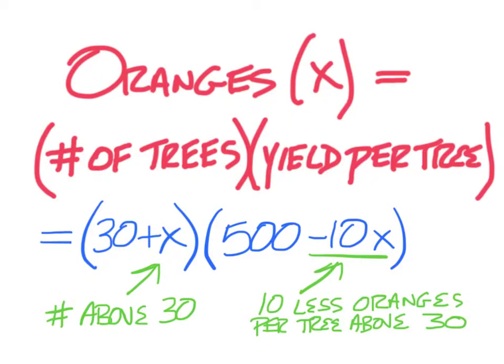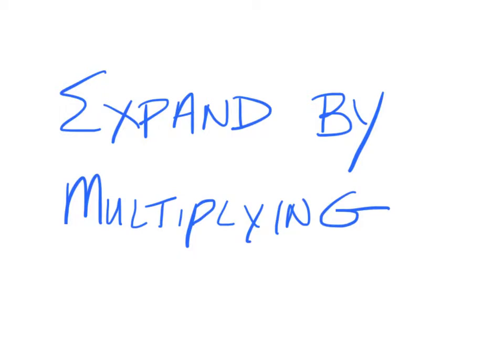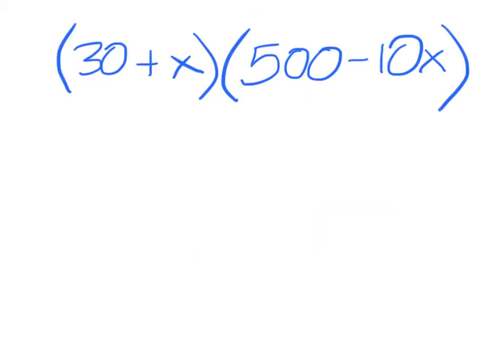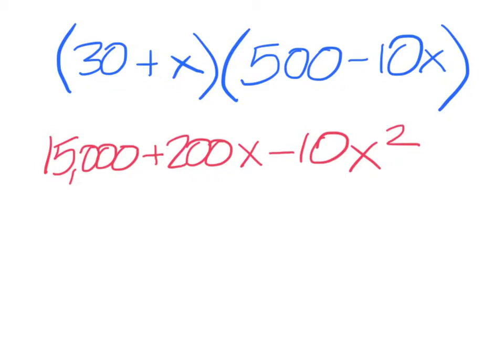Now expand it out by multiplying. 30 plus x, then times the quantity 500 minus 10x. When you multiply that out, basic algebra 1 stuff, you have 15,000 plus 200x minus 10x squared. Sometimes there's a propensity to put the x squared first and then the x second and then the constant last, but in this case if you do that you have a negative on the x squared and it just doesn't look right.